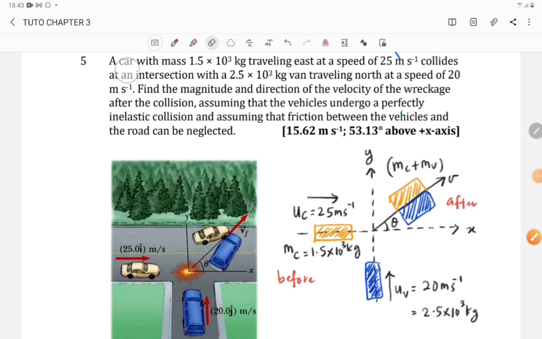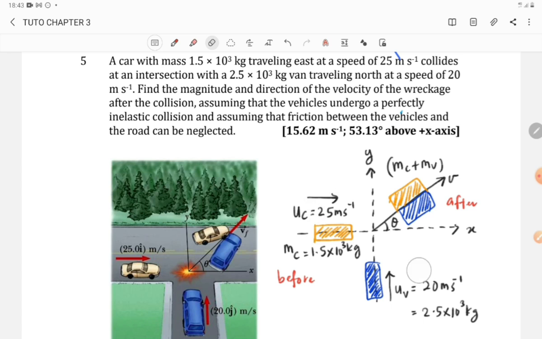Question 5. A car with mass 1.5 times 10 power of 3 kg traveling east at speed 25 meter per second collides at an intersection with 2.5 times 10 power of 3 kg van that travel to north at speed 20 meter per second. Find the magnitude and direction of velocity of the wreckage after collision, assuming that the vehicles undergo a perfectly inelastic collision. So your required is to find the magnitude of V and also the value of theta.